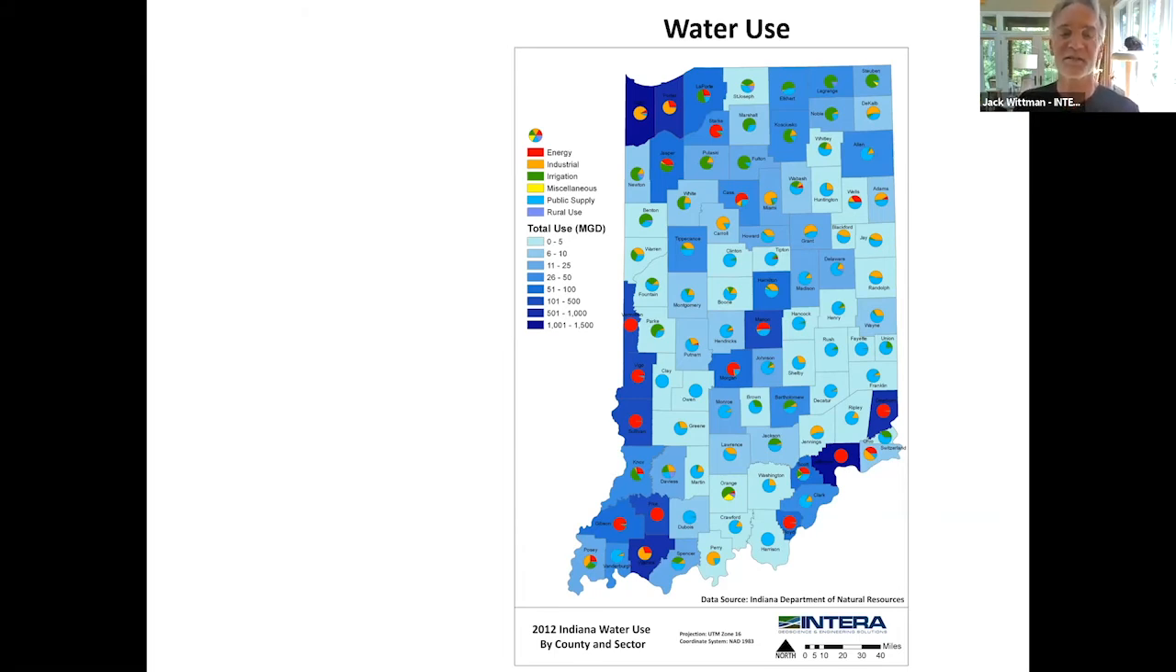The middle of the state is the economic engine of the state as well. It's where growth is happening. It's where the economy is centered. 2.5 million people live there. So it's critical.